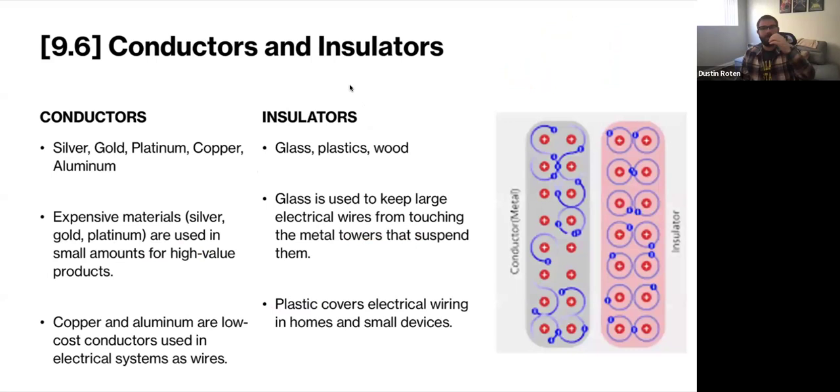And we can actually compare the two here. Conductors are things like silver, gold, platinum, copper, and aluminum. So these are actually very expensive, and you're only going to see those in some of the best types of electronics, the very expensive electronics. Everything else, just like wiring in your house or more industrial applications, you're going to see copper and aluminum just because it's a little cheaper.